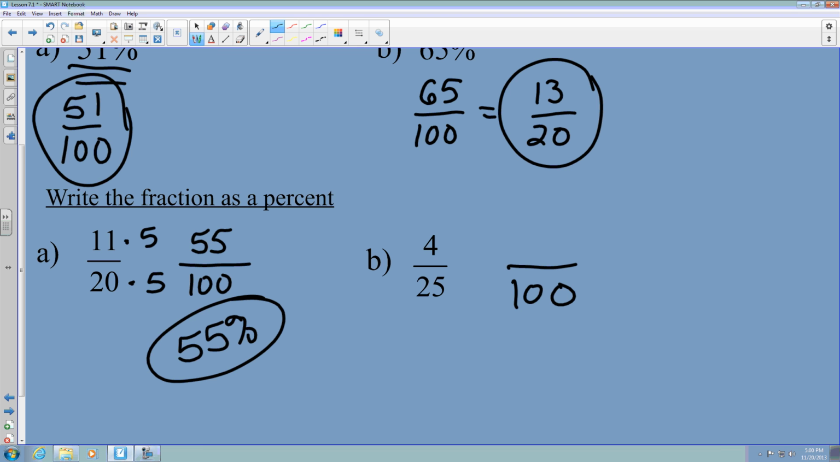For example B, I have to multiply the bottom by 4, because 25 times 4 gives me 100. And that means I have to do the exact same thing to the top. So 4 times 4 is 16. So I get 16 over 100. 16 over 100 written as a percent is 16%. Okay?